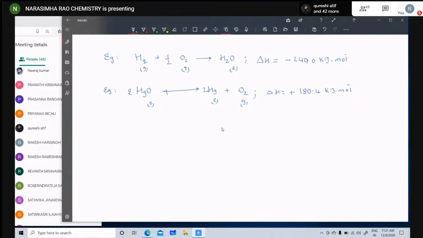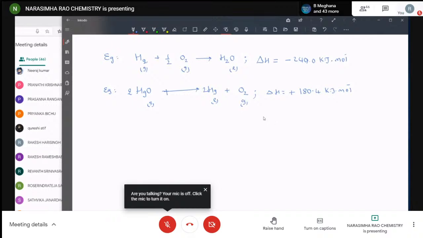Sir, once again explain the meaning of negative and positive, sir. Here, plus 180 also and minus 240. It will be explained in the next, just a reminder. This is the representation of a thermochemical reaction. Why we are giving the negative sign and why we are giving the positive sign, I will explain in terms of exothermic and endothermic reactions, when I explain the enthalpy of reaction. It's clear. Okay.